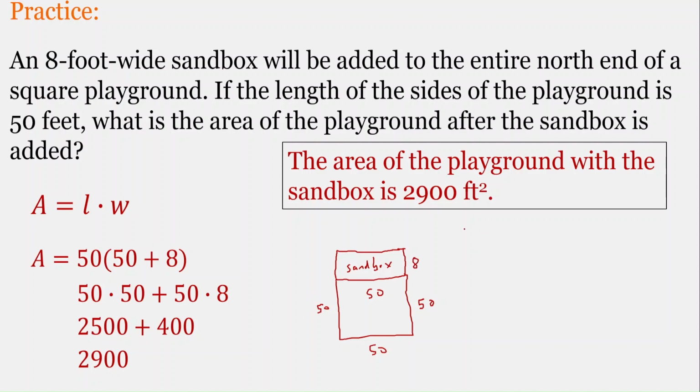So now when we look at area, we're looking at length times width. And so deciding what your length is, I'm going to go with the length being this side here. Although it does not matter if you make this the width. And then this is our width here. So our length, well, it's 50 feet plus that additional 8 feet that adds the sandbox. And then the width is 50. And then that gives us this equation here, resulting in the area of the playground with the sandbox is now 2,900 feet squared.